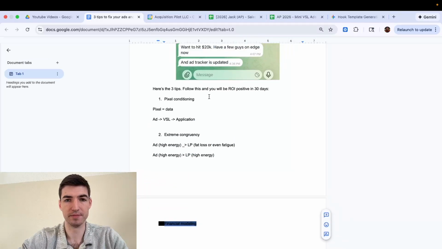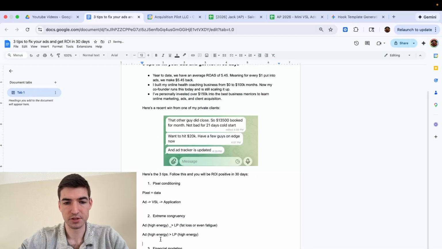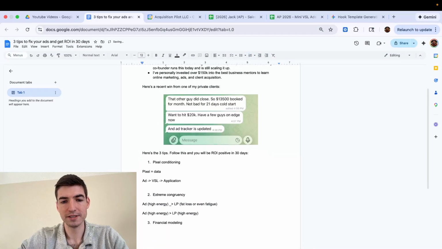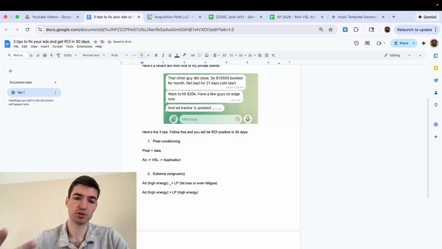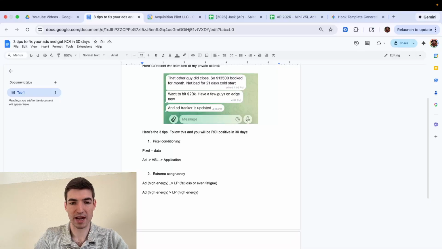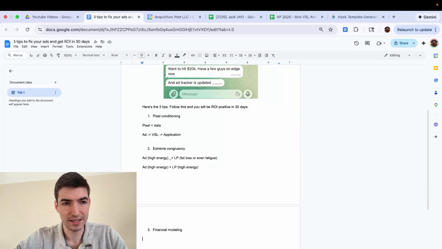Last one here, number three, is financial modeling. What this is, you want to know the economics of your business. You have to know how much your cost per lead can be, how much your cost per call can be, and what your show rate and close rate need to be for you to be profitable. If you don't, you're just going to make random decisions, because you're going to decide based on what feels like an expensive cost per call or expensive leads, and you have nothing to hedge against.